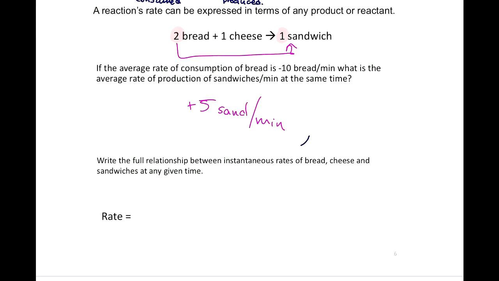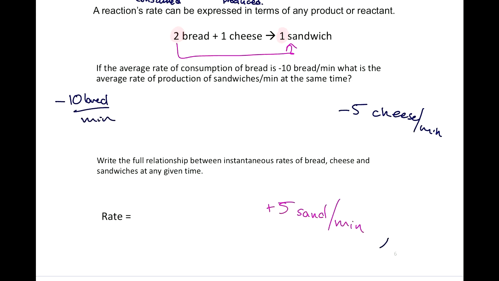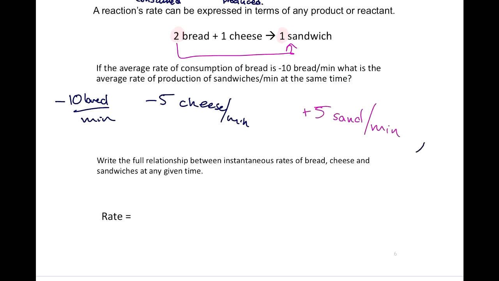Cheese, but be careful with the sign. It's going to be -5 cheese per minute because it is being consumed, all right? So putting it all together, all of the rates at this average time, we will have -10 breads being consumed per minute. We will have 5 cheeses being consumed per minute to produce 5 sandwiches per minute. So let's get the full rate equation here, the rate relationship, and see how these numbers fit in.